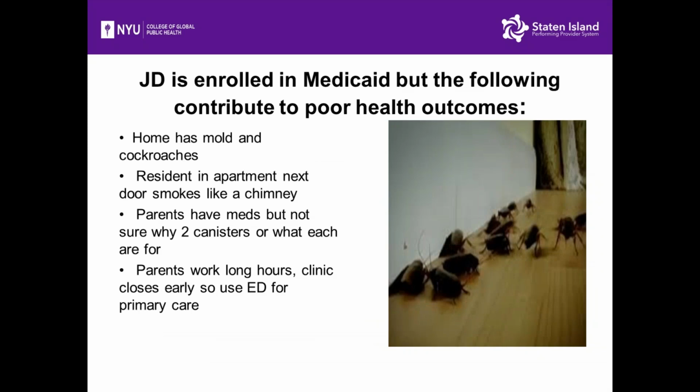And although JD does have health insurance, he has other factors that are really making it difficult to manage his asthma. Poor housing conditions with mold and cockroaches. He has a neighbor next door who's smoking like a chimney, and the secondhand smoke is drifting into his apartment. His parents have his medications, but really not sure why they have 2 canisters and what each are for. And because they work long hours, it's often difficult for them to get to the primary care clinic when it's open, so they use the ED for primary care.